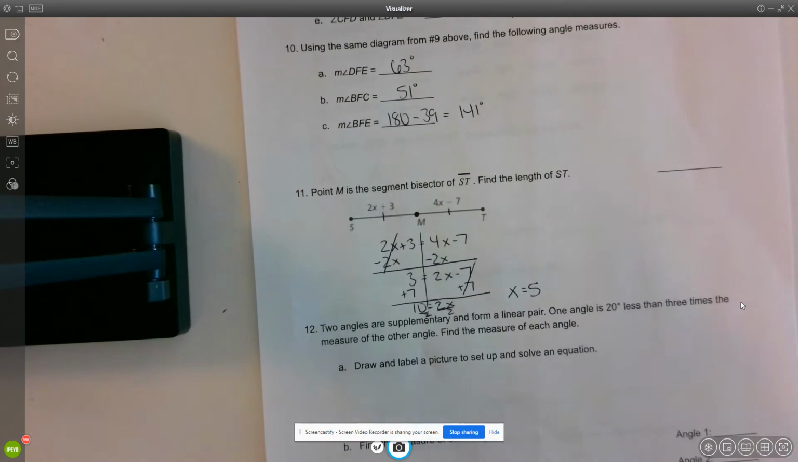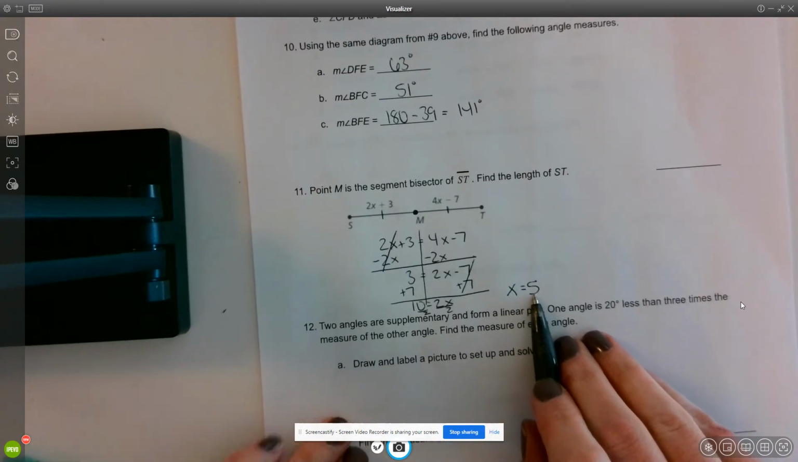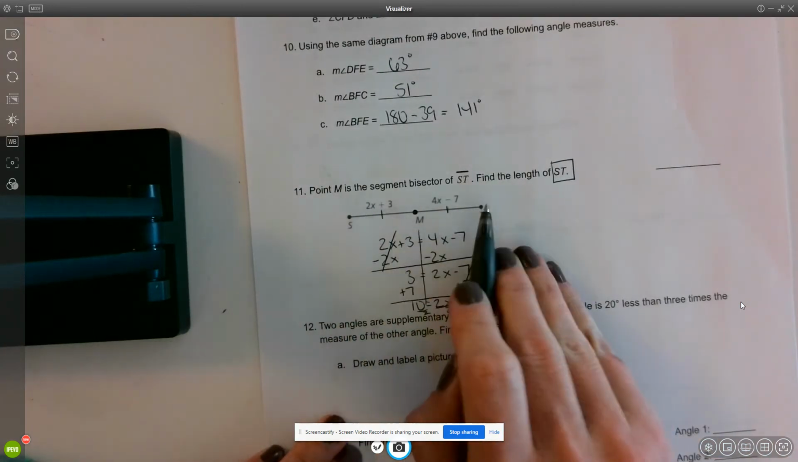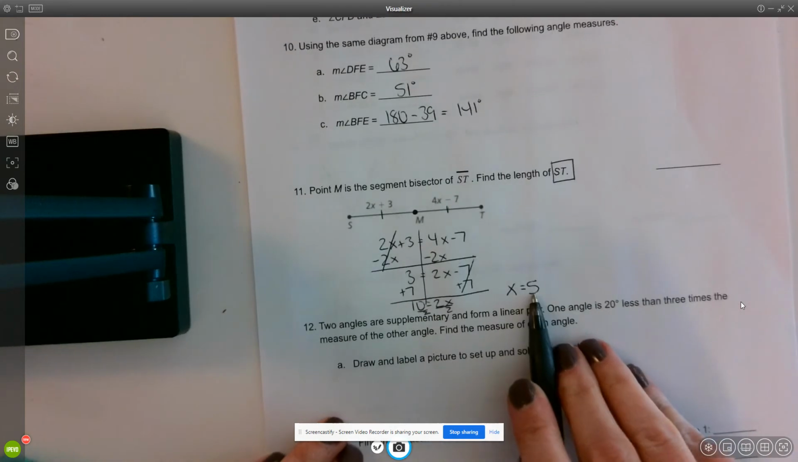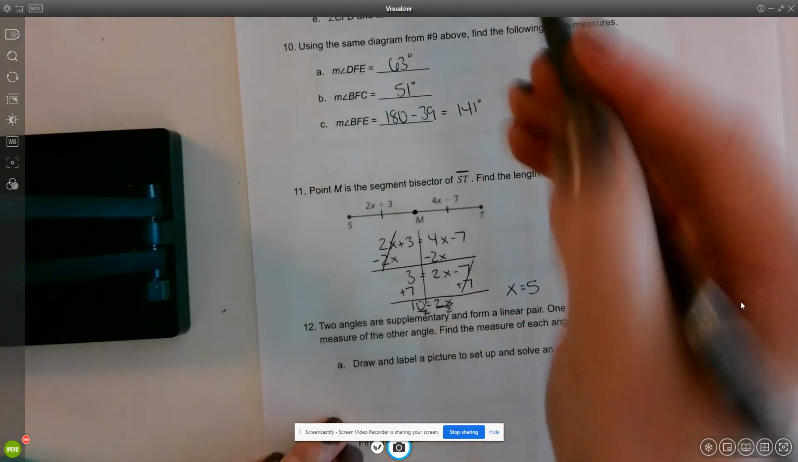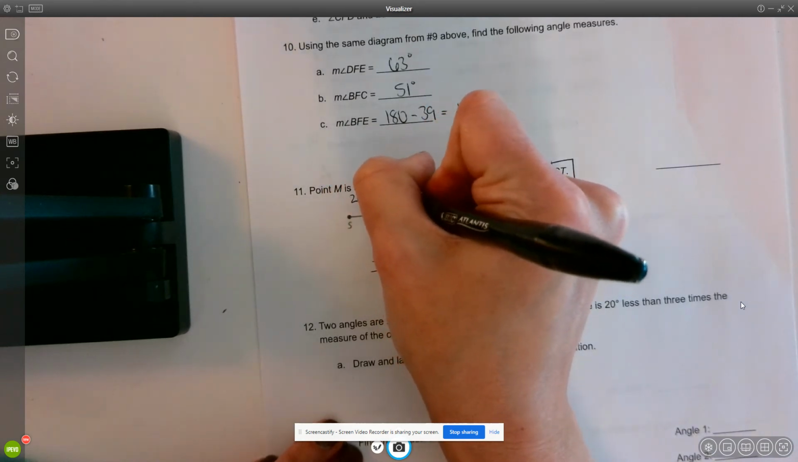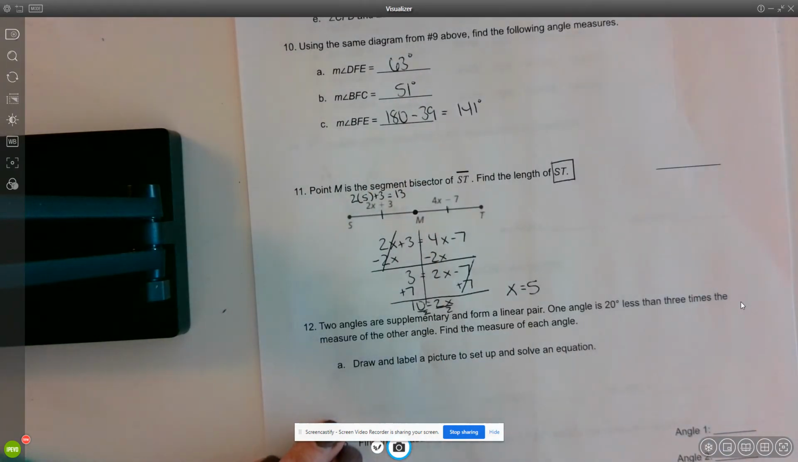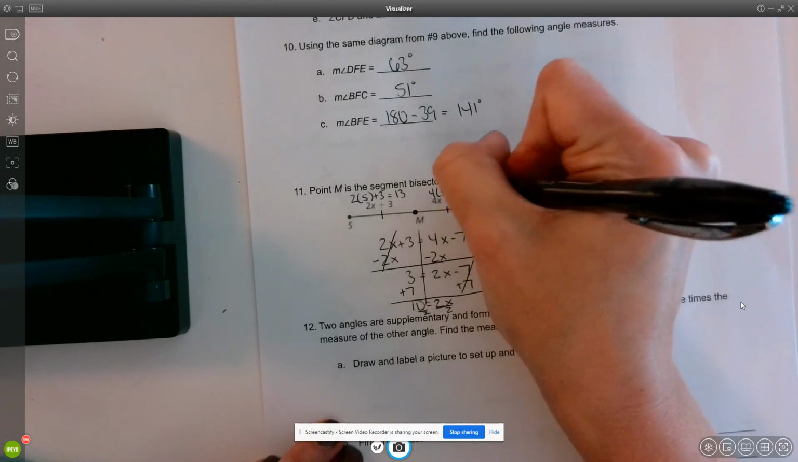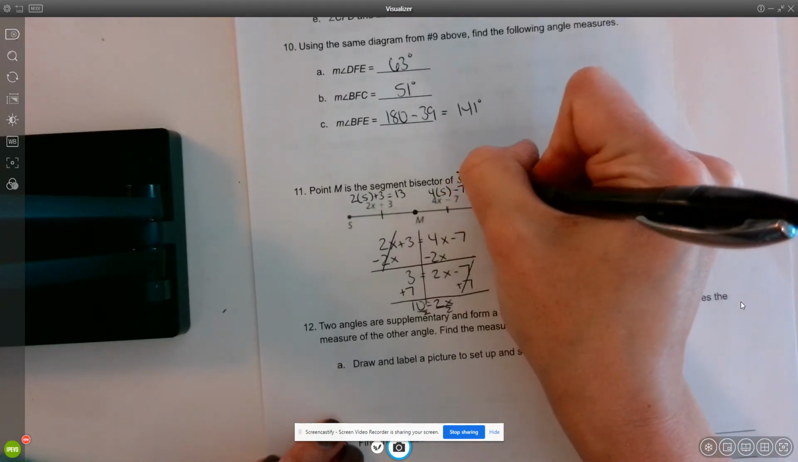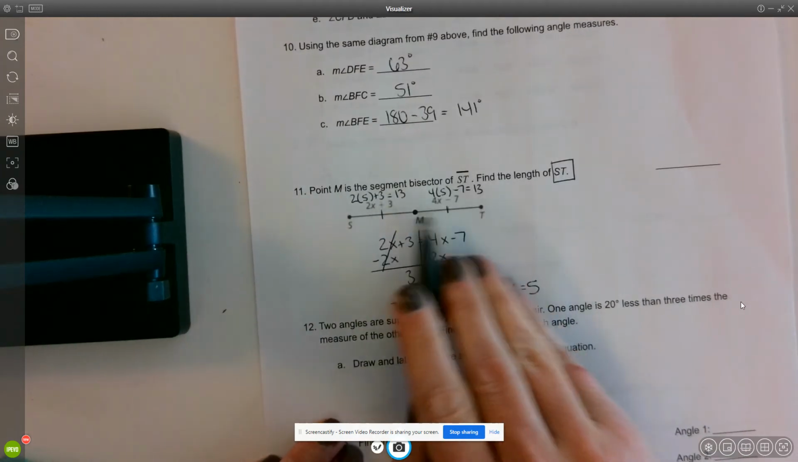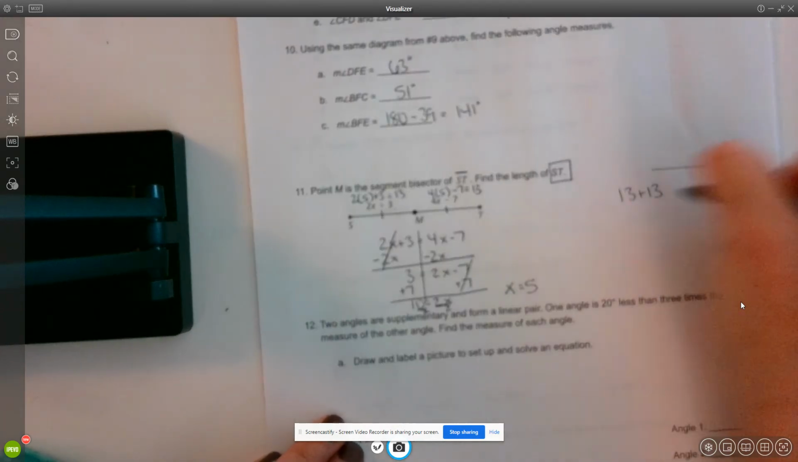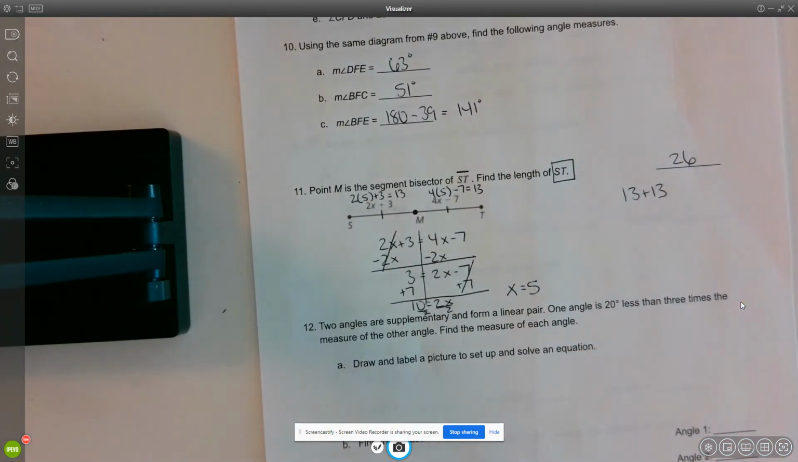Now I'm not going to stop here. I need to now use my x value to find the length of ST. I need to find the total length of this line segment. Now I know that x is 5. I can substitute it in for x. When I do that, I see that the length of SM is 13. And when I plug in 5 for x over here, I also get 13, which makes sense because these two pieces are congruent. So the total length of ST is 13 plus 13, which is 26.